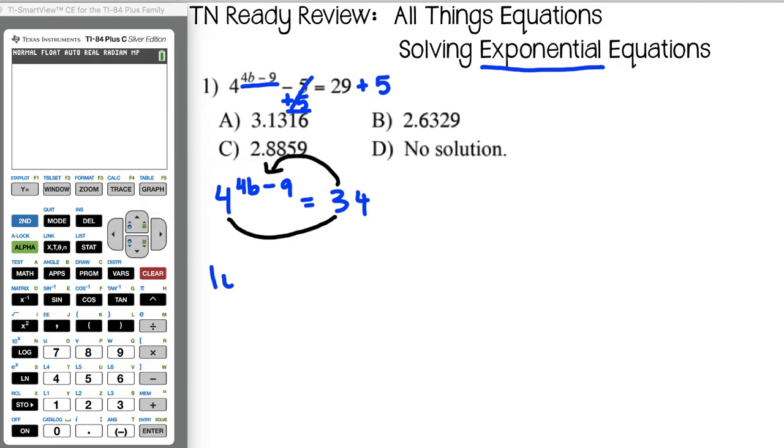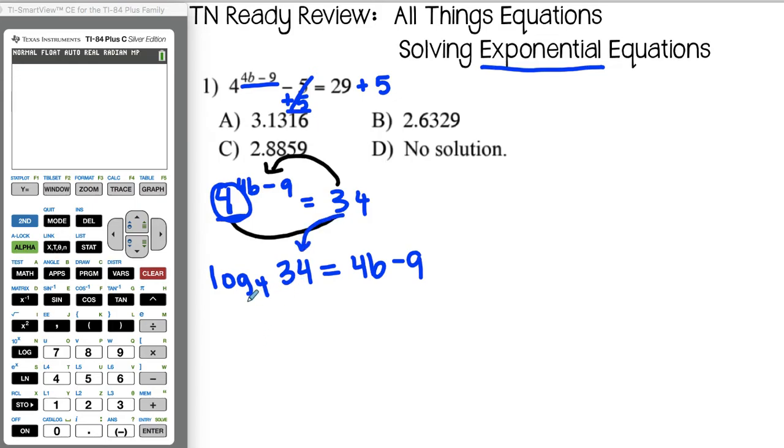So I've got log base 4, this is my base, of 34 is equal to 4b minus 9. So I'm going to say one more time how I got that. The base of my exponent becomes the base of my log. The expression in the exponent goes on the other side of the equal bar. And so then this goes here.